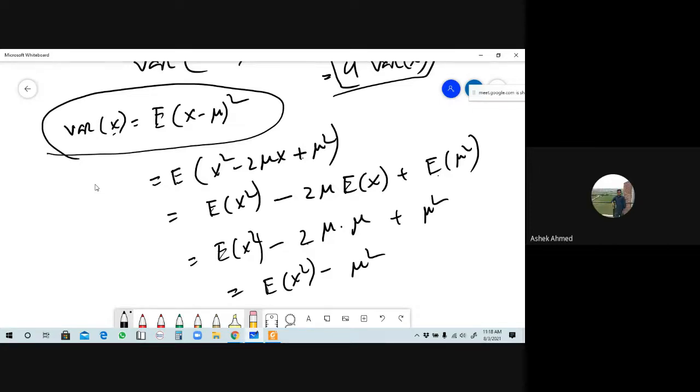Okay, this is minus 2 mu square plus mu square, minus 2 plus 1 is minus 1, which is minus mu square. Okay, so this is another formula for finding the value of variance here.